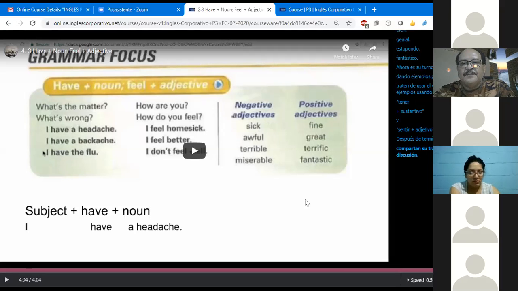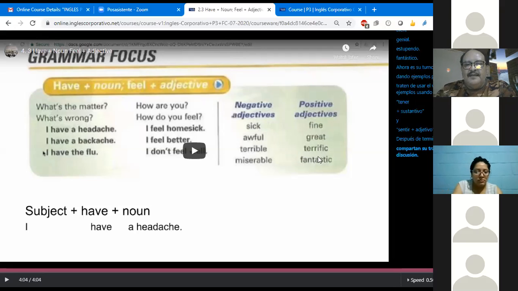The one is, for example, I feel great. Okay. Or I feel terrific. Okay. Or I feel fantastic. So these are, you know, different ways to express positive feelings.